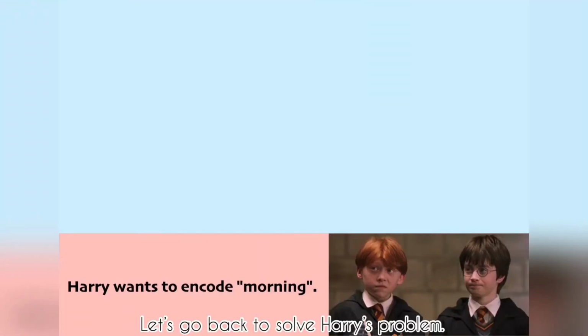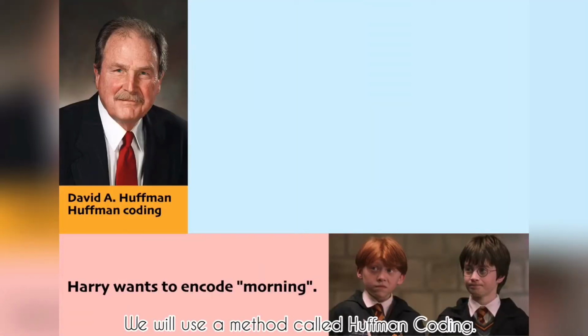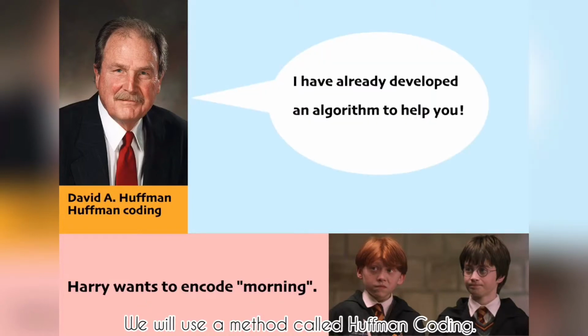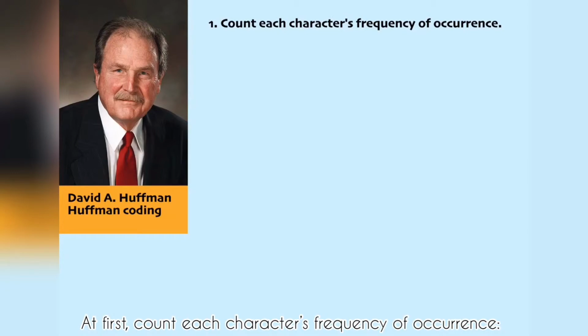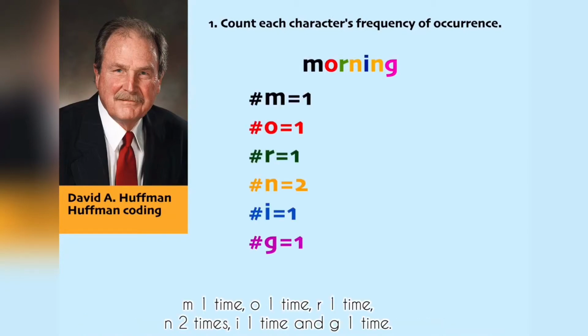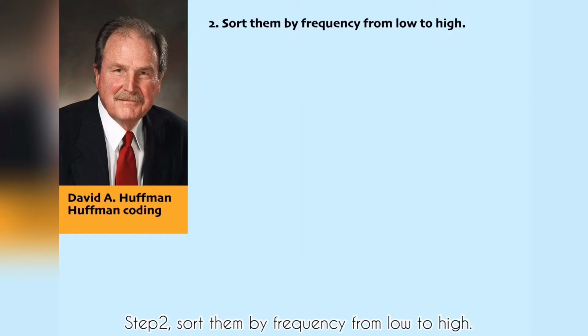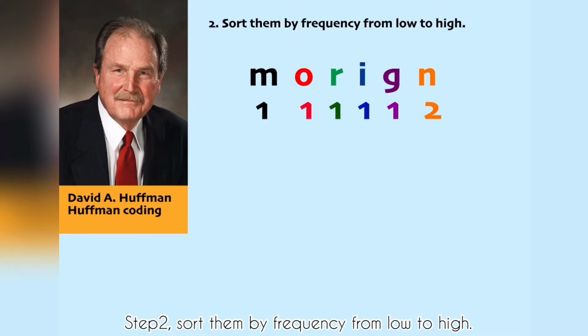Let's go back to solve Harry's problem. We will use a method called Huffman Coding. At first, count each character's frequency of occurrences. M 1 time, O 1 time, R 1 time, N 2 times, I 1 time, and G 1 time. Step 2. Sort them by frequency from low to high.